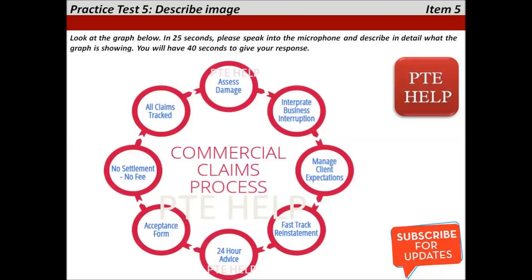The flowchart depicts the commercial claims process. A quick glance over the chart also represents that it is totally a systematic process, including various steps. In the beginning, the damages are assessed in an inspection. Then, an interpretation in business is done, followed by management of clients' expectations, and fast-track reinstatement.